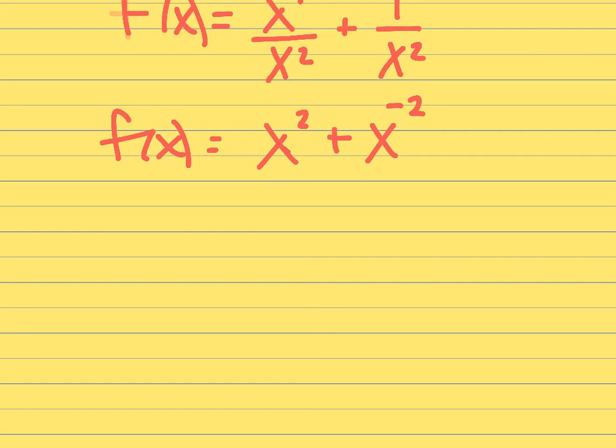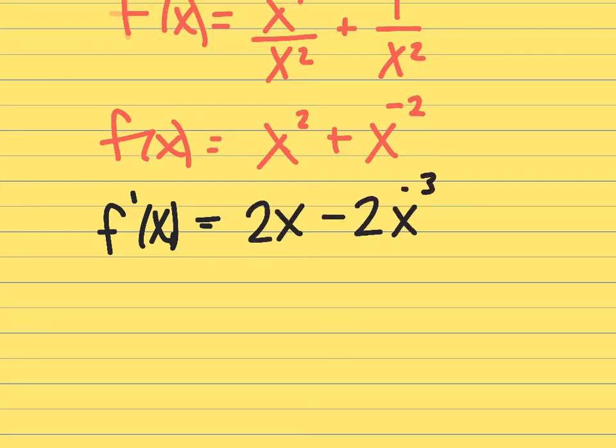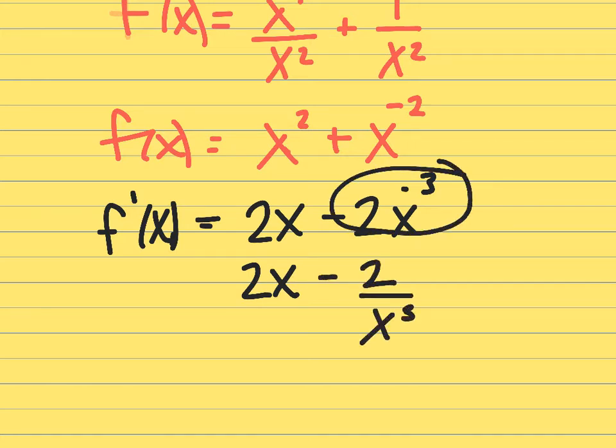So now I'll quickly take its derivative. So I've got f prime of x equals 2x minus 2x to the negative third. We'll rewrite that as 2x minus 2 over x cubed. Make a note that this x cubed is only on the x, not the 2. So at this point, I want to set the derivative equal to 0.